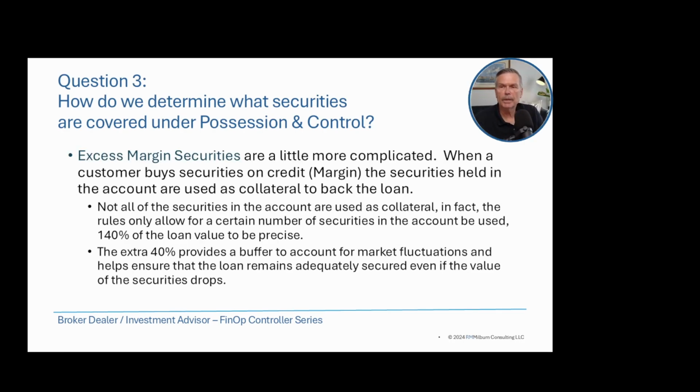Excess margin securities is a little bit more complicated, and they occur when a customer buys securities on credit or using a margin account. The securities are held in the account, and they're used as collateral to back the loan. The rules don't allow for all of the securities to be used to back the loan. In fact, they cap the market value of the collateral at 140% of the actual loan. So if you're holding securities with a market value greater than 140% of the loan, those that are greater than 140% are excess, and those excess margin securities must be held or kept in possession and control of the firm.